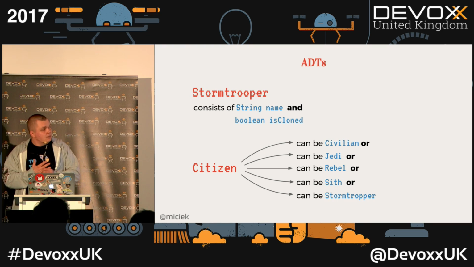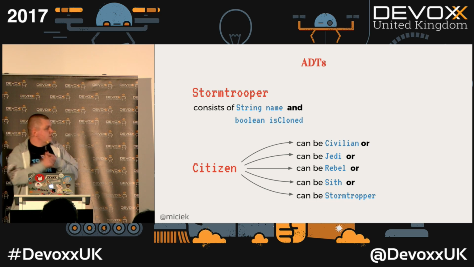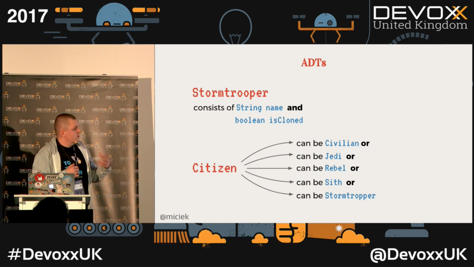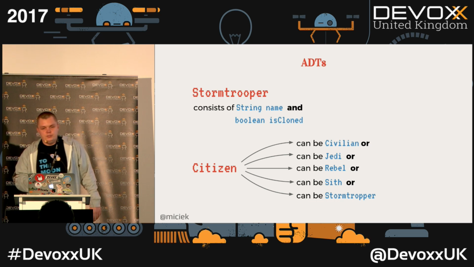We have already seen some of those. For example, the citizen is a sum type, because it can be either civilian, Jedi, rebel, Sith, or stormtrooper. And stormtrooper is a normal product type because it consists of the string name and a Boolean flag.